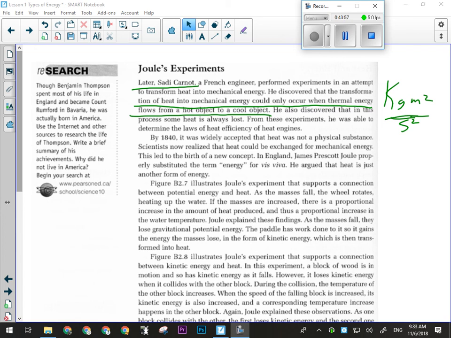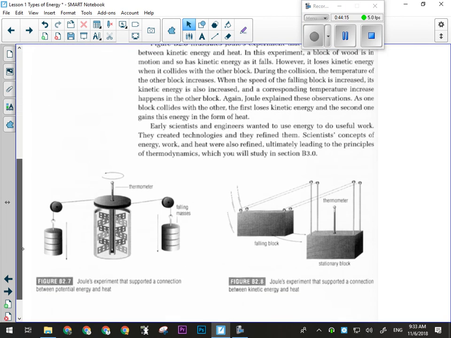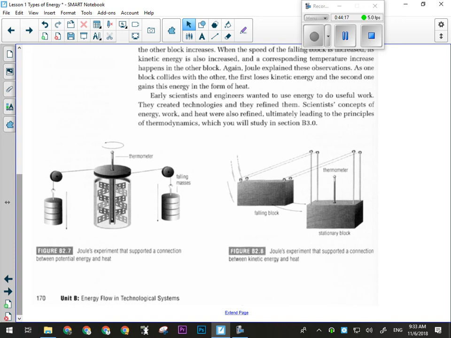He discovered that the transformation of heat into mechanical energy could only occur when thermal energy flowed from a hot object to a cool object. There had to be that flow of energy that they discovered long ago. But he always noticed that a lot of heat was lost. It wasn't an efficient process. But Joule came up with these two experiments here, and he showed experimentally, with the ability to measure it, that you could convert mechanical energy into heat. That essentially potential energy was a form of energy.